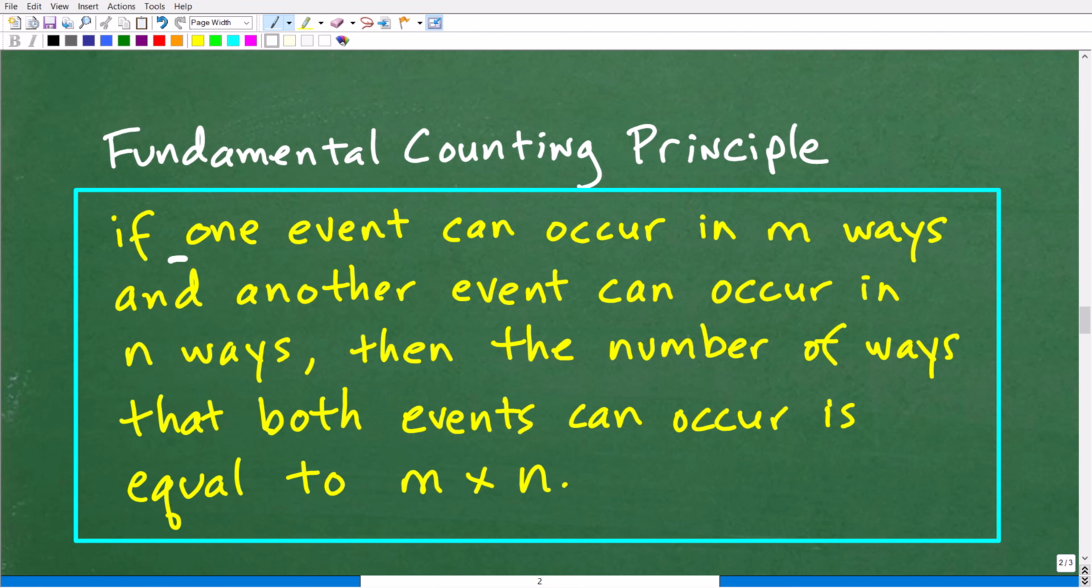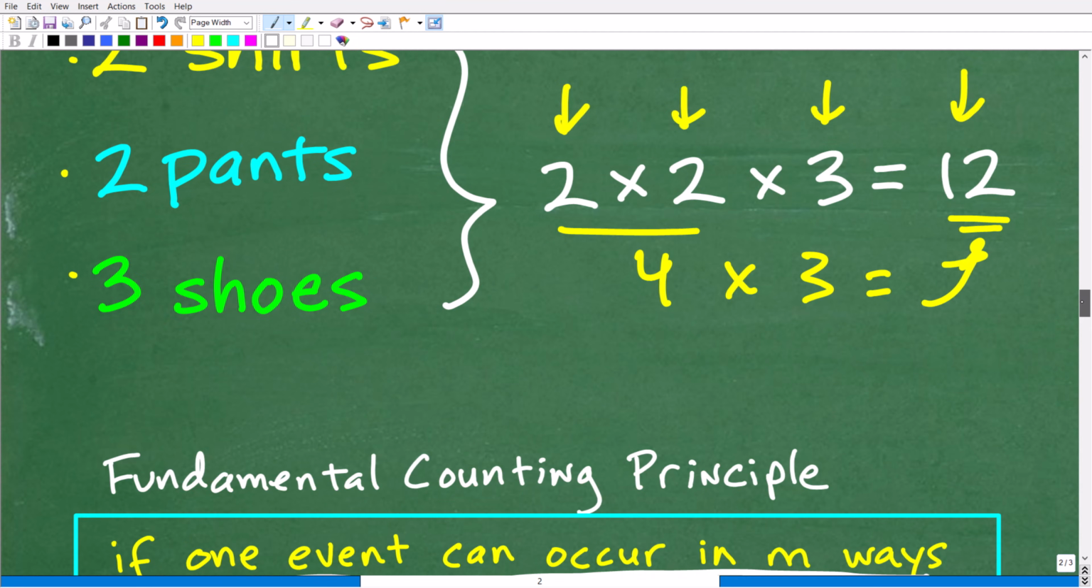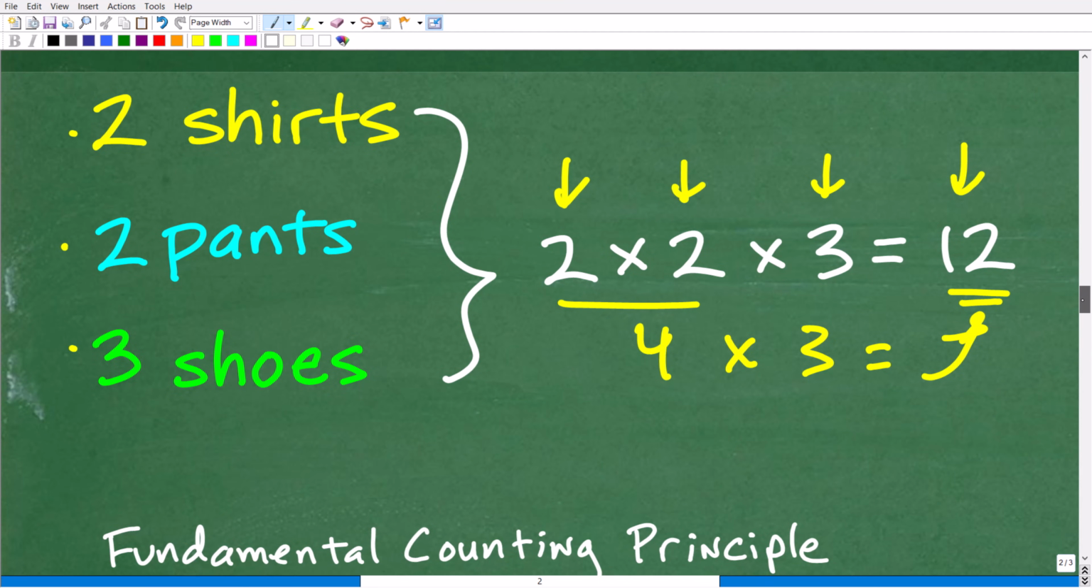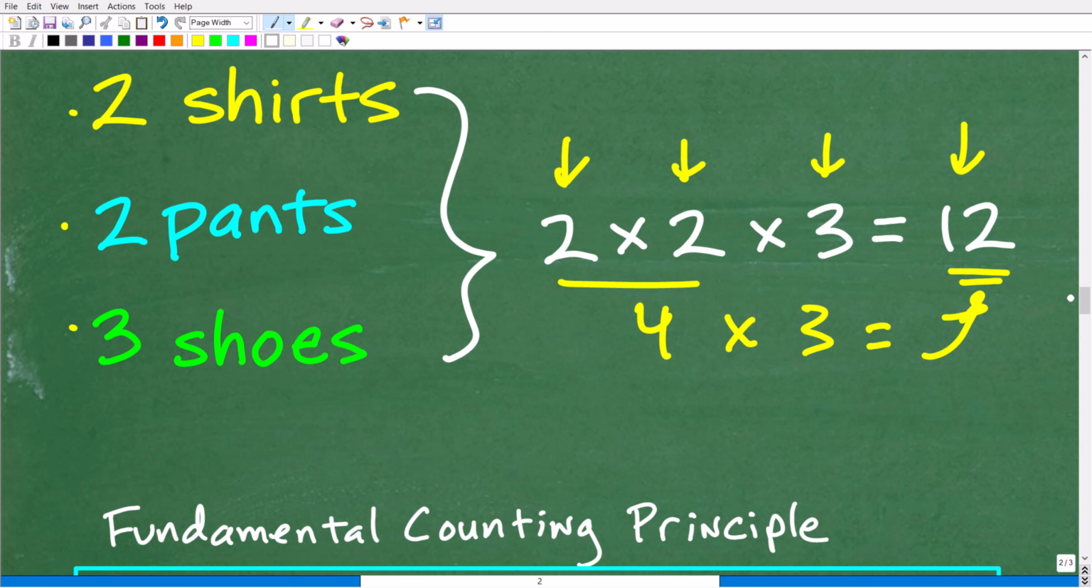It says if one event can occur in m ways. So one event is like how many ways you can select the shirt you're going to wear. Well, that event, when you go to select a shirt to wear, can happen in 2 ways. How many ways can you select the pants? Well, that can happen in 2 ways. And how many ways can you select your shoes?